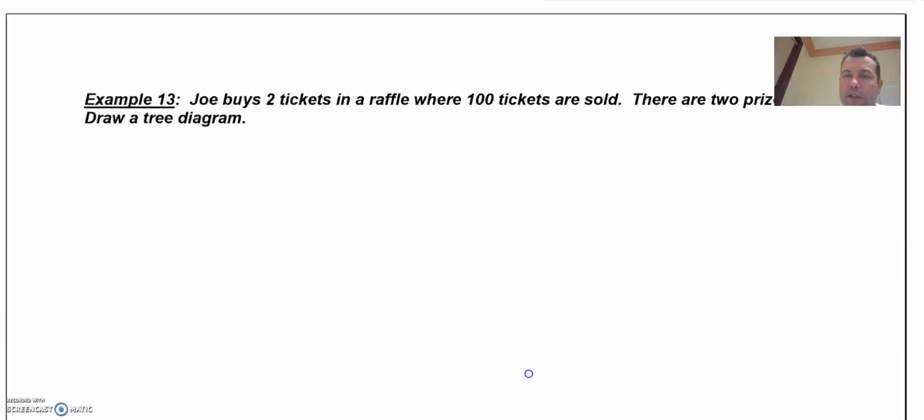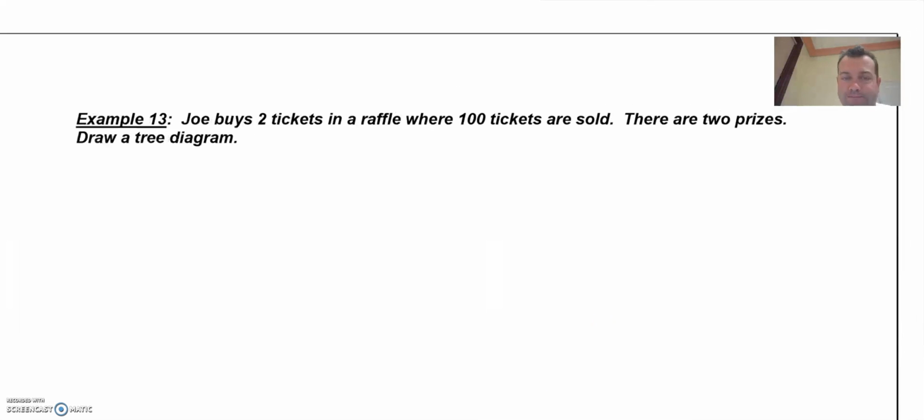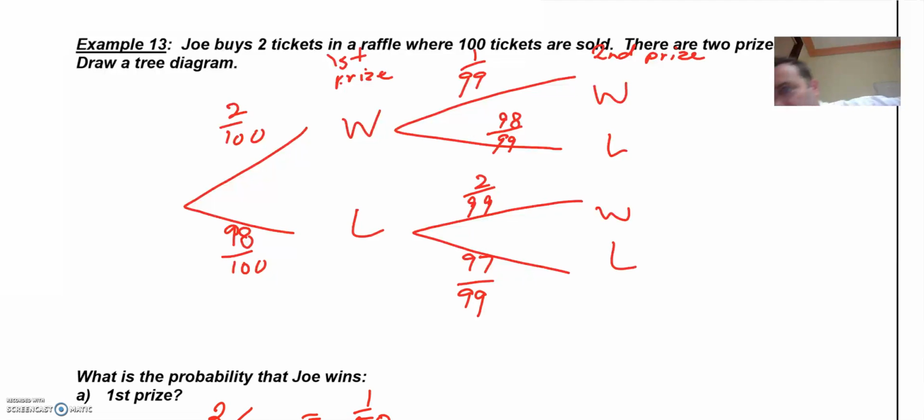2 tickets in a raffle, 100 tickets are sold, there are 2 prizes. So we need to draw our diagram. I'm going to press pause here because it'll take a long time. Alright, I'm back. The video's getting long. Here we see what's happening. There are 2 prizes, so first prize, second prize. I got 2 tickets, start off with 2 out of 100. And then let's say if I win, well, I've only got 1 ticket left in the draw, so it's 1 out of 99, right? We've got our fairly similar looking probability tree there, sometimes called a weighted probability tree.